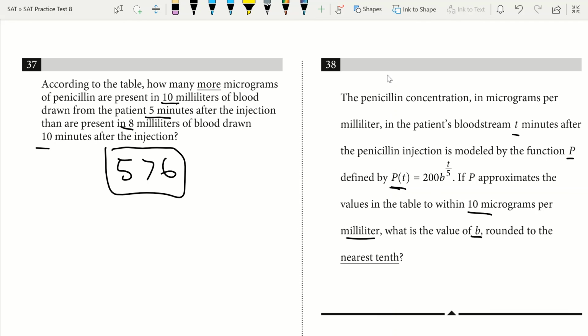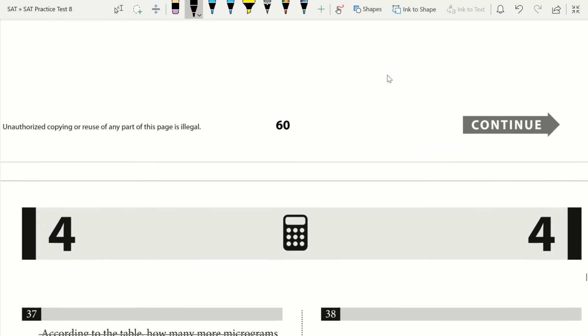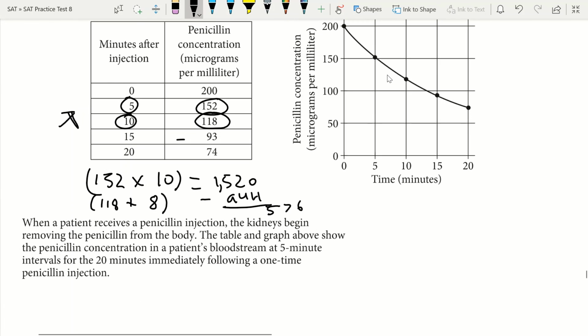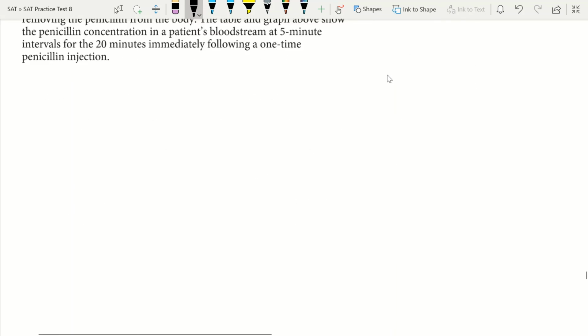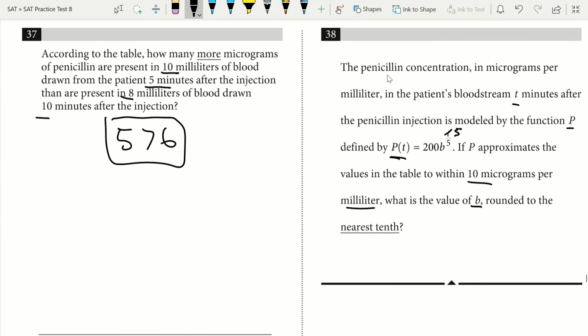I'm going to say T is 5. So I'm going to cross out this T and put in 5. So that means I have to use the data from the 5 minutes after, right? So I go find 5 minutes after. See, it's right here where this arrow is pointing. All right, so I know I have a penicillin concentration, micrograms per milliliter, of 152. So I know that 152 has to equal 200 times B, and that B is raised to the first, so I don't have to show it.